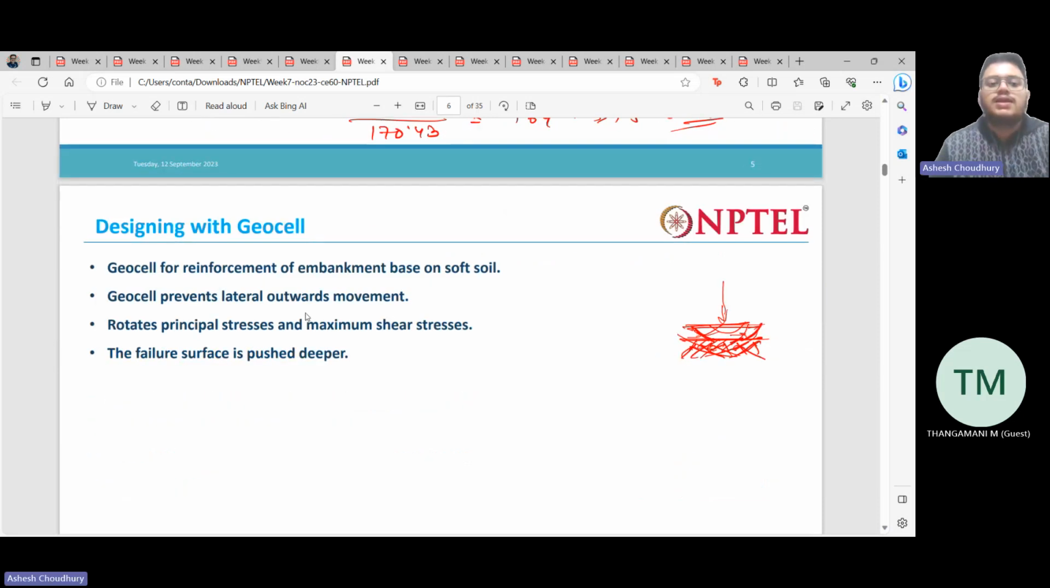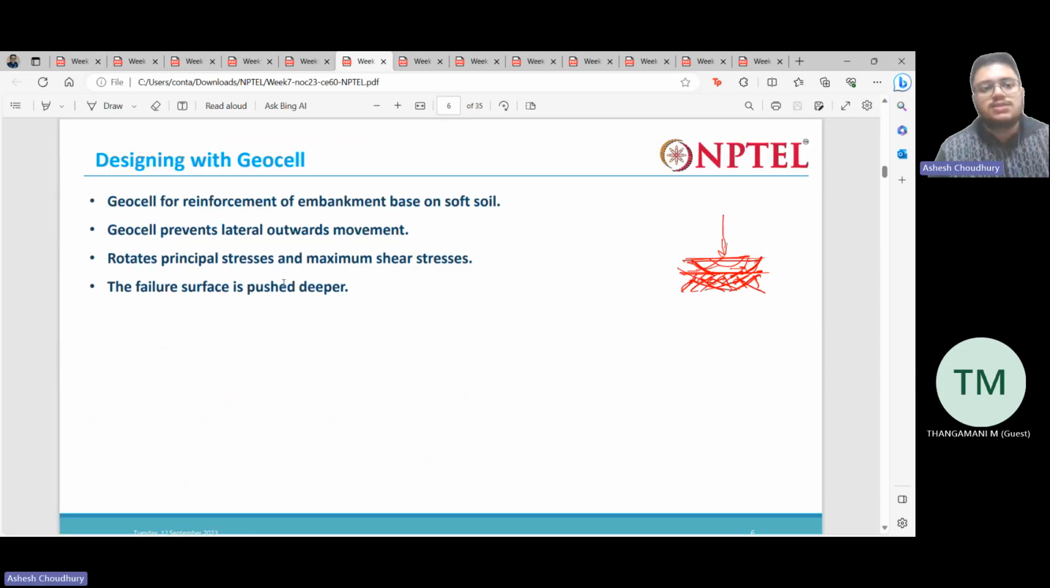After that we started discussing geocells. So why are geocells used? Geocells are used to support an embankment over soft soil. Say you have an embankment at the top, and at the base you have a very soft soil. We can place a layer of geocell that will support the embankment over the soft soil.